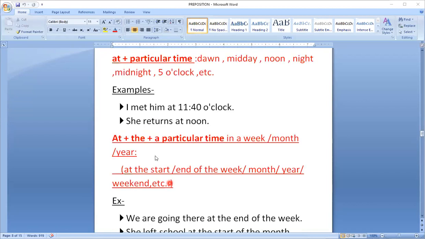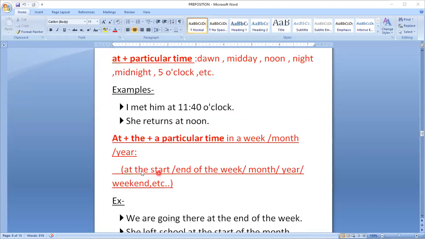So here another use of at preposition: at plus a particular time in a week, month and year. So you notice that at the start, at the end of the day, month, year, we use at preposition. जब भी हम किसी week की, किसी month की, किसी year की बात करते हैं तो हम at preposition use करते हैं.